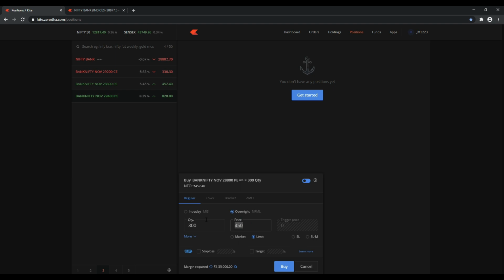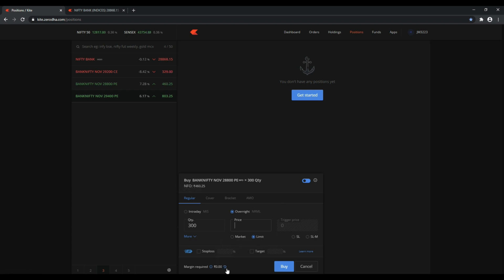Only if the price reaches this particular premium will it get executed. Otherwise, whatever trade you are taking, you have to just close it off, cancel the trade if it is not executing. Okay, these are the two things, market and limit.